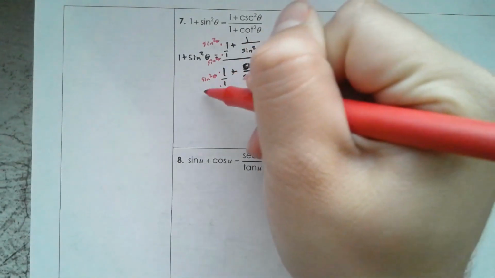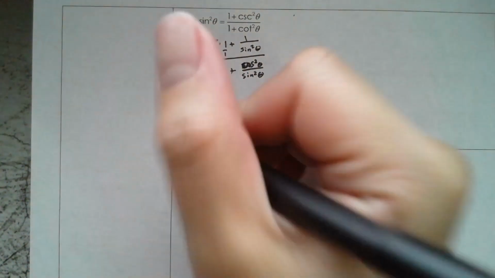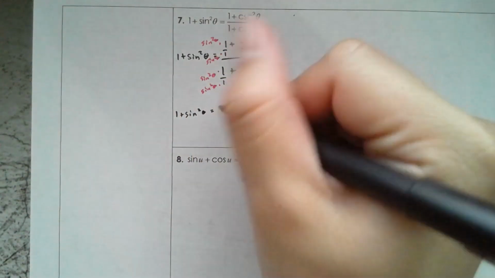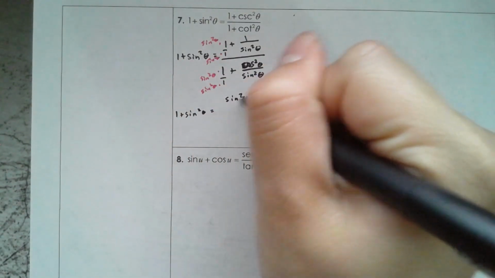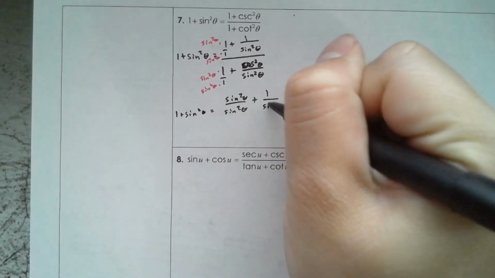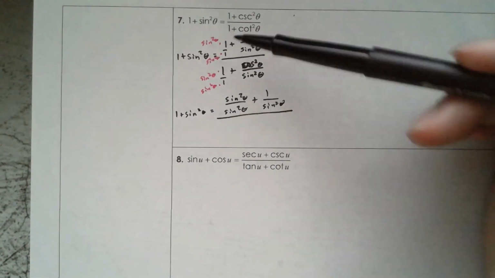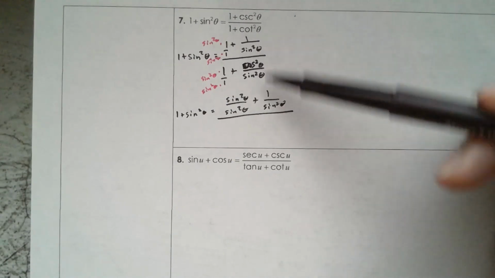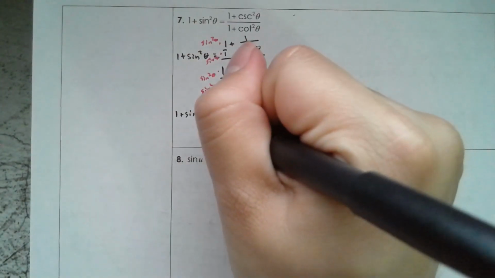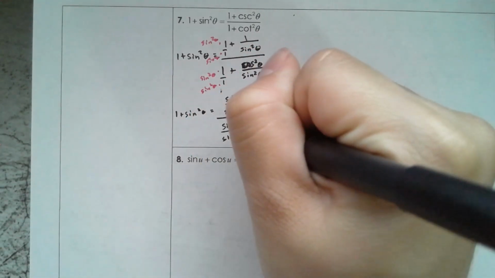That'll allow me to combine them. So here's the left side. 1 plus sine squared theta is equal to sine squared theta over sine squared theta plus 1 over sine squared theta. Again, this one is what happened here. This one, I just brought it down here. Now I'll write this one out. This gives me sine squared theta over sine squared theta plus cosine squared theta over sine squared theta.